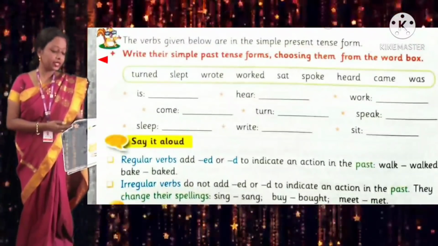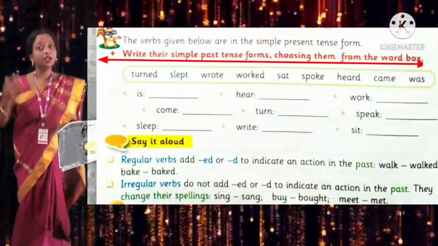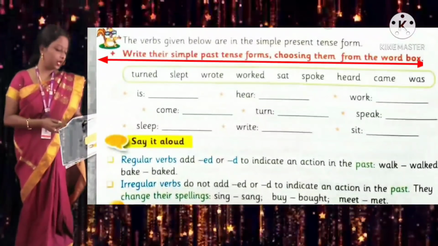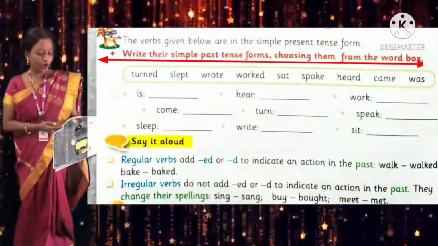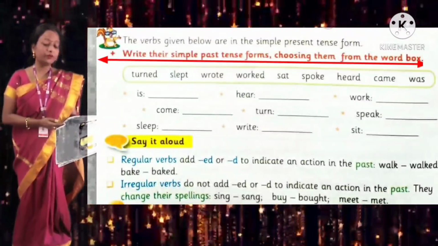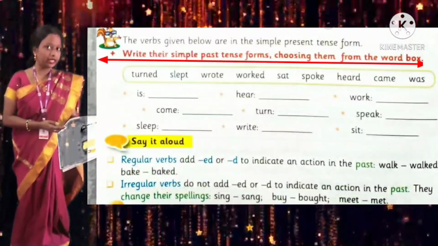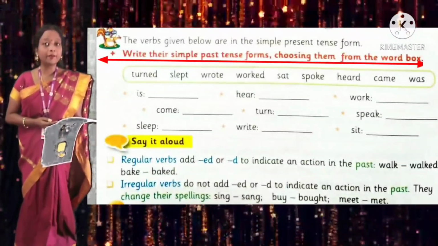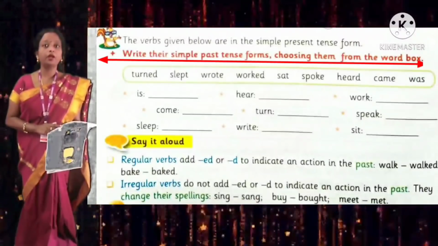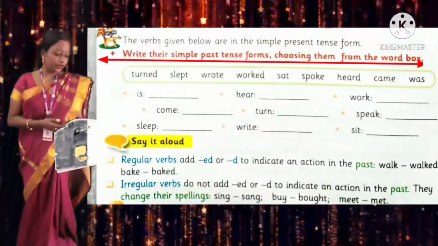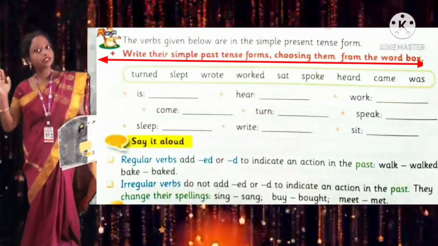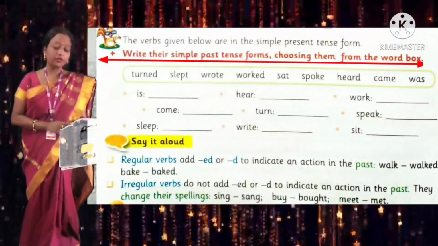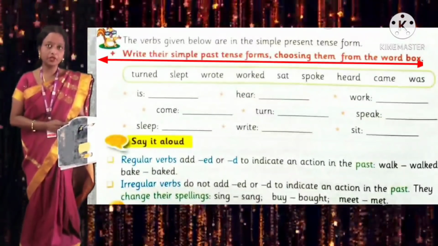Okay. Write their simple past tense. Past tense means which is already over. Write their simple past tense forms, choosing them from the word box. Again I'll read, children. The verbs given below are in the simple present tense form, the work which has been done now. Write their simple past tense, which is already over, choosing them from the word box. Okay? Shall we do it?